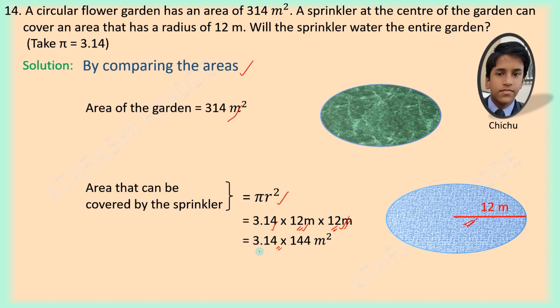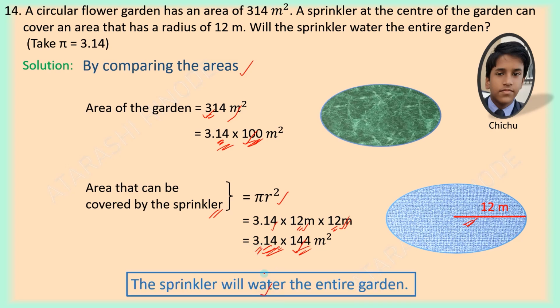Now let us compare the areas. Since here it is 3.14, let me write this 314 as 3.14 into 100. 3.14 into 100 is the same as 314. Now it is easy to compare. Here it is 3.14 into 100. Here it is 3.14 into 144. Which is greater? Since 144 is greater than 100, the area that can be covered by the sprinkler is greater. So the sprinkler will water the entire garden.